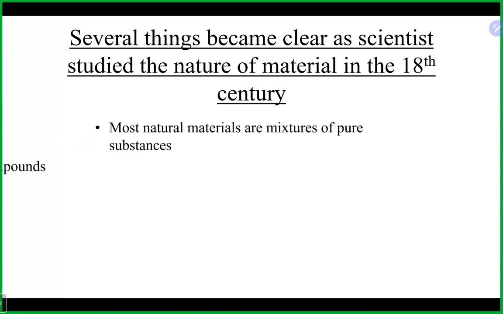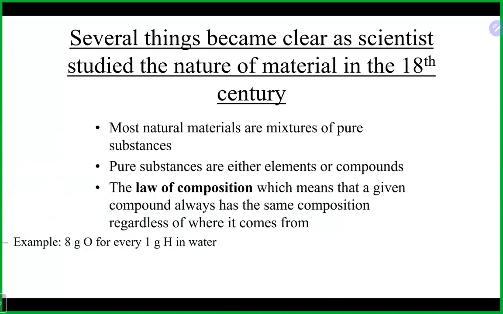A lot of things became very clear to scientists as we came across the 18th century. They felt that most natural materials were mixtures of pure substances. Pure substances could either be elements or compounds. And as we touched upon a second ago, the law of composition means that no matter where you get a compound, there's always the same composition by mass. So as I mentioned before, in something like H2O, there's about 8 grams of oxygen for every 1 gram of hydrogen that is present.